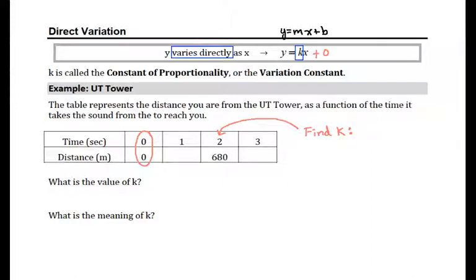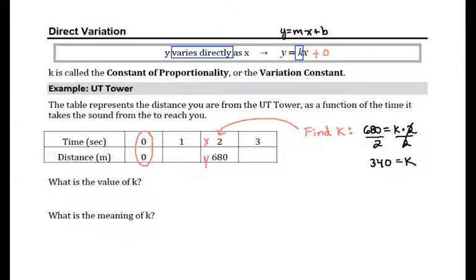So to find k based on a value of x and a value of y, we just plug into the relationship y equals kx. So I'm going to put this down as 680 as my y is equal to k times 2 as my x. Divide both sides by 2, and I get that k is equal to 340. So that tells me my rate of change.